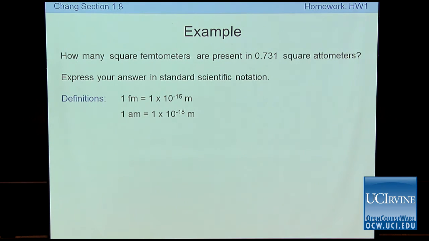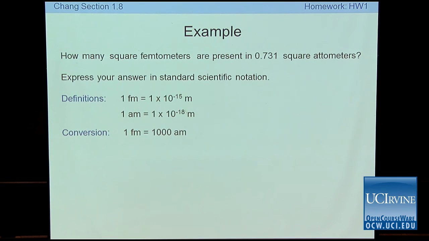That's the definition of attometer. Both are now expressed in a common unit, meter. Okay? Both are expressed in a common unit now. That's the meter. So I can relate them to one another. However, I'm not dealing with femtometers and attometers. I'm dealing with femtometer square and attometer square. Okay? So let's do the following. 1 femtometer related to an attometer is the following.